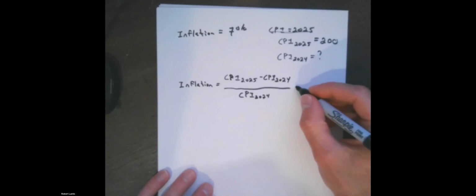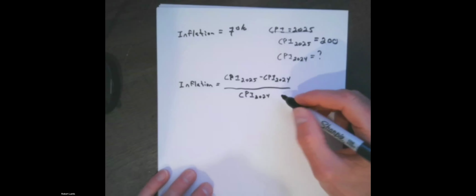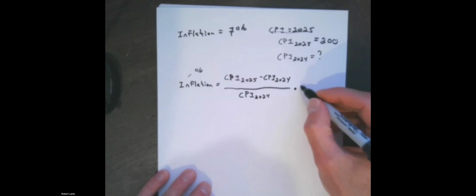Okay. So that would be my CPI in 2024. One thing I left out is this is a rate. If I wanted inflation as a percentage, I would have to multiply this by 100. I was given the inflation rate as a percentage, so that's what I'm going to have to do, right? I'm calculating inflation, making sure I'm representing it as a percent.